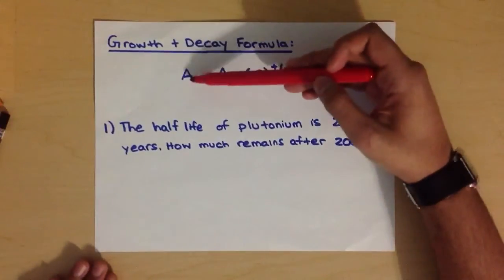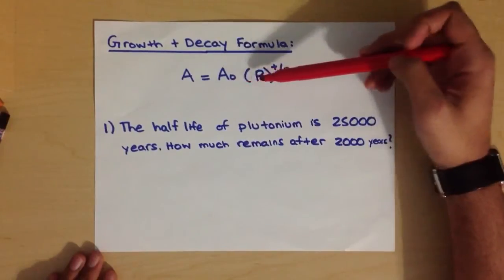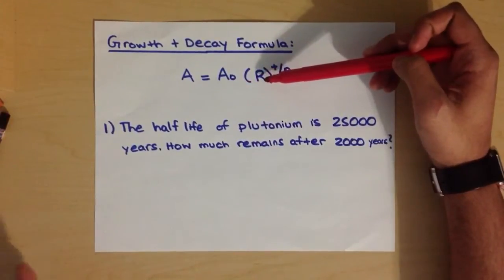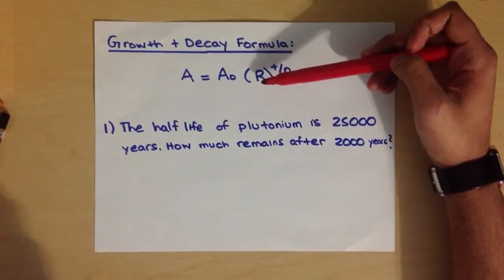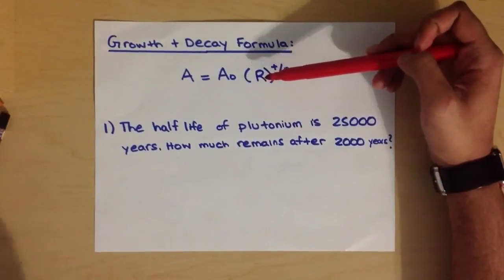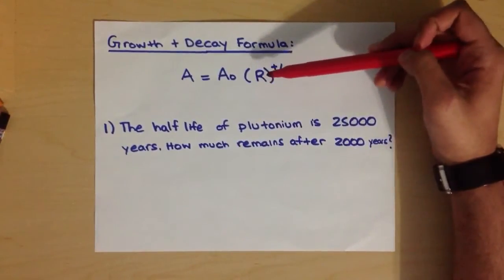What this means is A is the concentration you have currently, A0 is the original concentration, and R is the ratio by which you're doing growth and decay. Now, if it's growth, the ratio is going to be greater than 1 because you're multiplying. If it's decay, its ratio is going to be less than 1, like half, like half-life. R is going to be half for half-life.